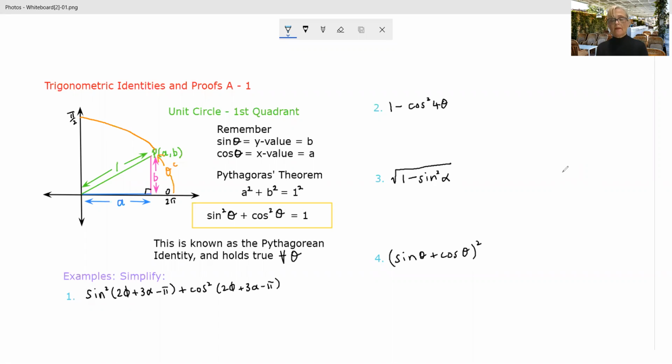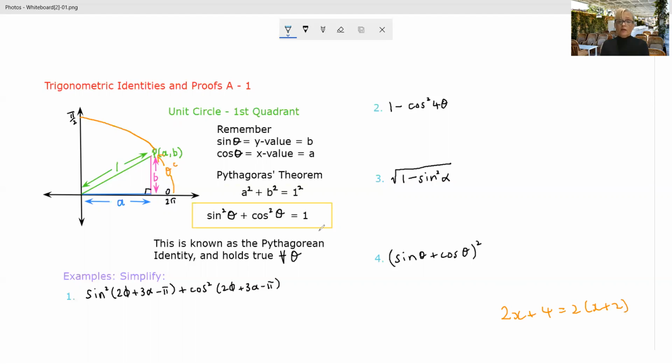Before we talk about that, I just want to clear up a difference between an identity and an equation. An identity is something that will work for all values of theta or x. An example of a normal equation involving x would be something like 2x plus 4 equals 2x plus 2. That's an identity that works for all values of x.